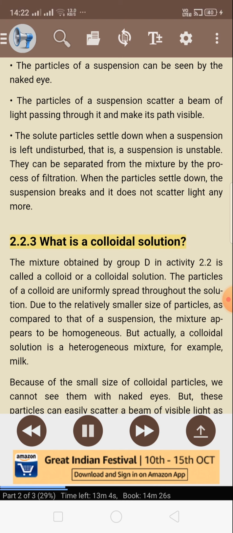2.2.3. What is a colloidal solution? The mixture obtained by group D in activity 2.2 is called a colloid or a colloidal solution. The particles of a colloid are uniformly spread throughout the solution. Due to the relatively smaller size of particles as compared to that of a beaker, the mixture appears to be homogeneous. But actually, a colloidal solution is a heterogeneous mixture, for example, milk.